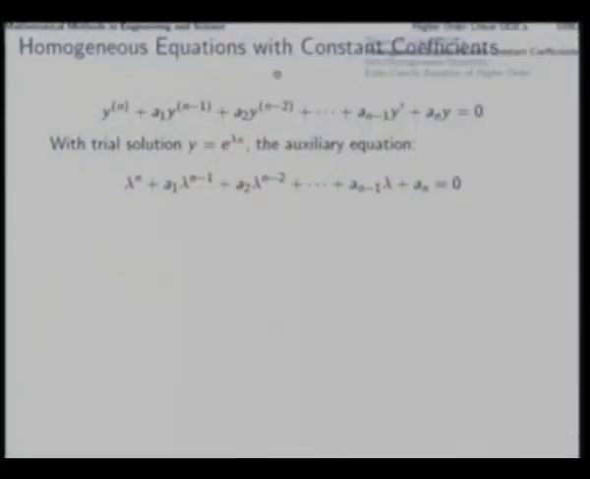Here also the left hand side of this equation has y, y prime, y double prime in linear combination. So, we expect exponential solutions. If we take a trial solution of this kind and insert it, as many times as we differentiate, that many lambdas get multiplied with it. So, we get the auxiliary equation as lambda to the power n plus a1 lambda to the power n minus 1 and so on, till a n. Now, this is a polynomial equation of nth degree, which means it will have n solutions.